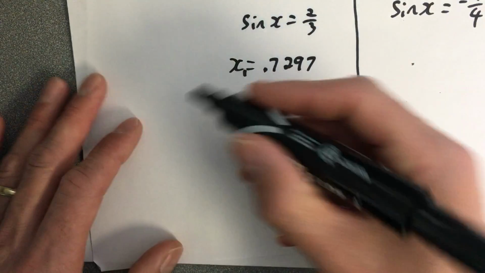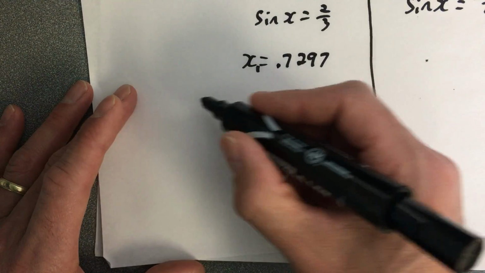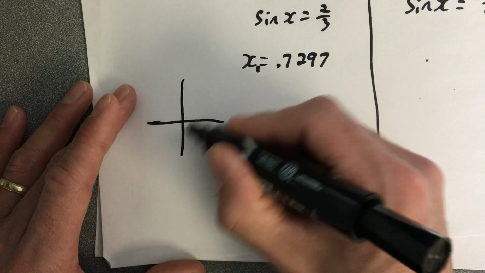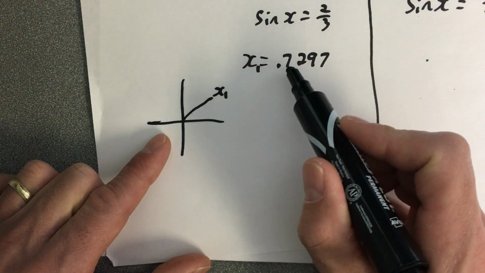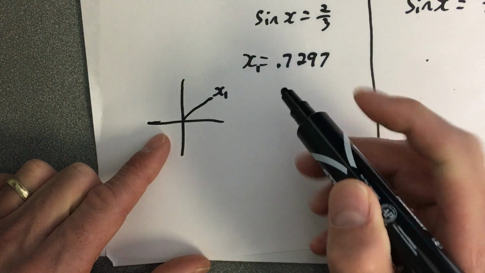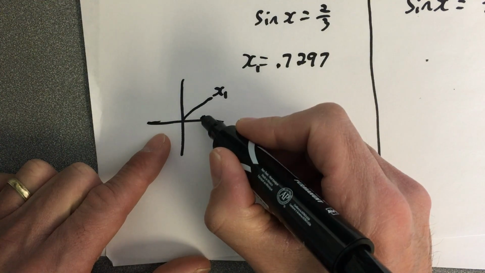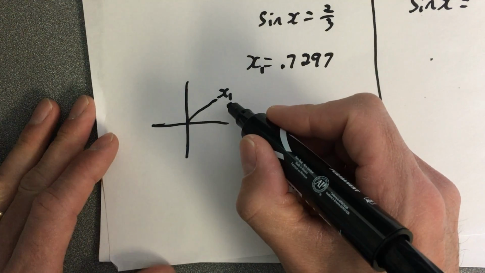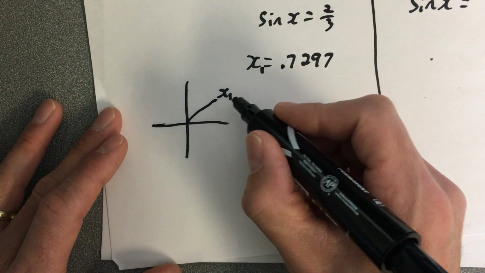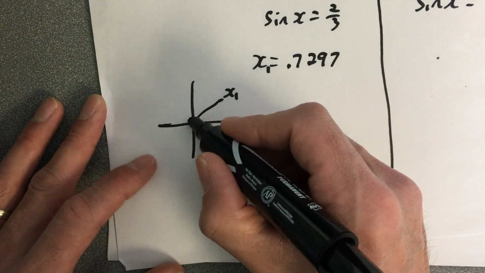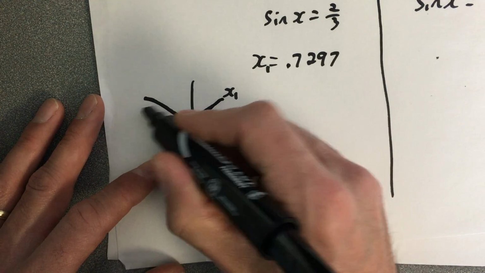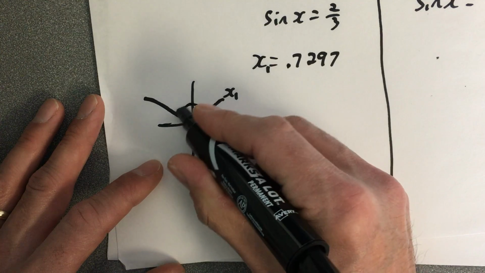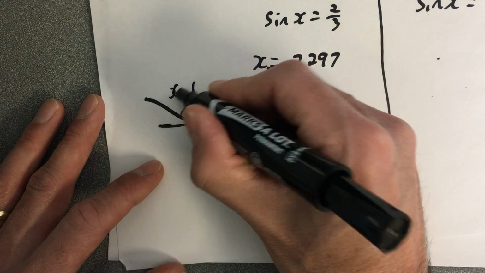Now, we're going to do all the work in radians, but knowing it in degrees will just help you draw a clearer picture. So this is x1 here. x1 is 0.7297 radians. Another angle that has exactly the same sine as this is going to be over here. It's going to have the same opposite over hypotenuse. This angle here, I'm going to call it x2.